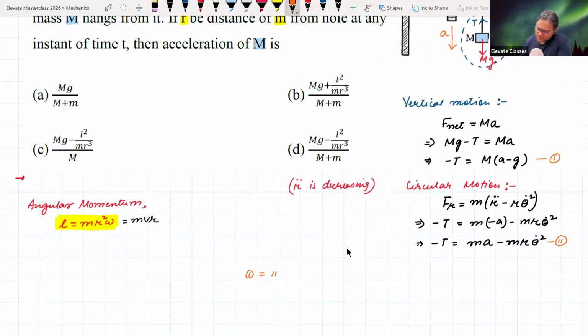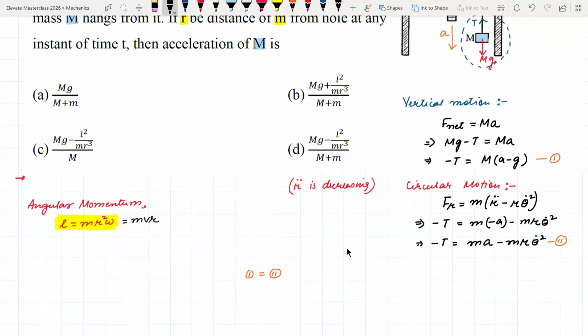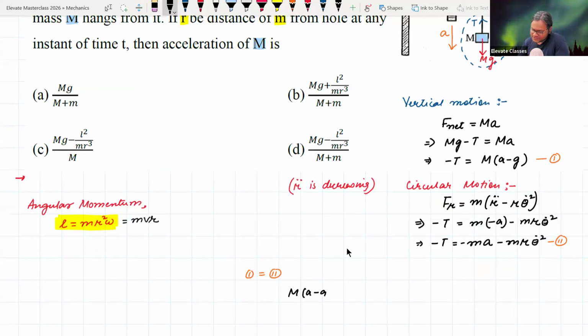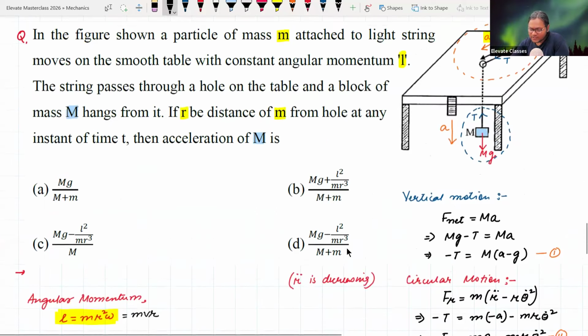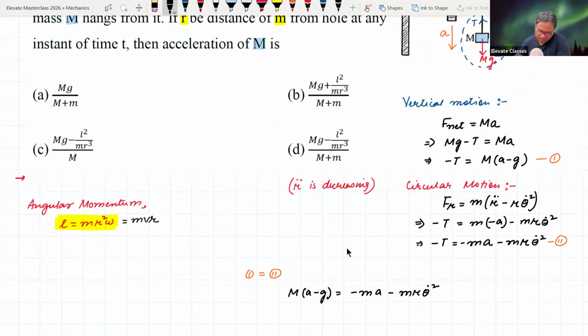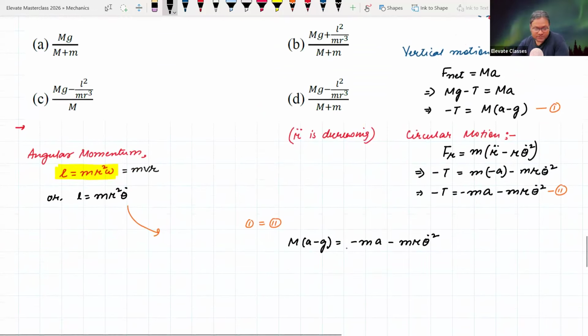But 1 is equal to 2 कर देते हम. सर, minus T माइनस है. हाँ, फिर वहाँ एक माइनस साइड ओमिट हो गया. Minus MA. So this is equal to capital M A minus G is equal to small m A minus m r theta dot square. Now here what we can do is we can use this angular momentum expression. ठीक है, L is equal to m r square theta dot. I can use this expression here. So if I use this expression here, what is going to happen?